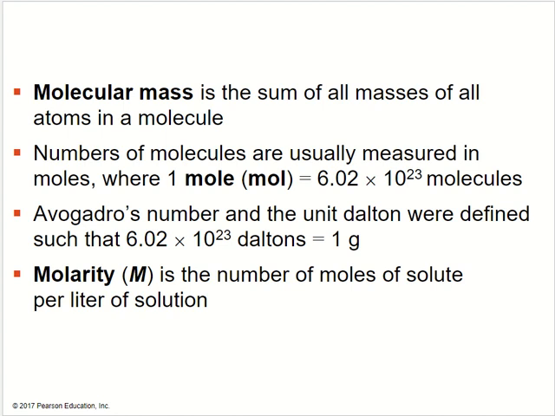Avogadro's number and the unit Dalton were defined such that 6.02 times 10 to the 23rd Daltons is equivalent to 1 gram. Now molarity, that does not appear to be right. Oh, no, that's true. That many Daltons is equal to 1 gram, although we usually don't do conversions between Daltons and grams. Usually we talk about only conversions between grams and molecules.